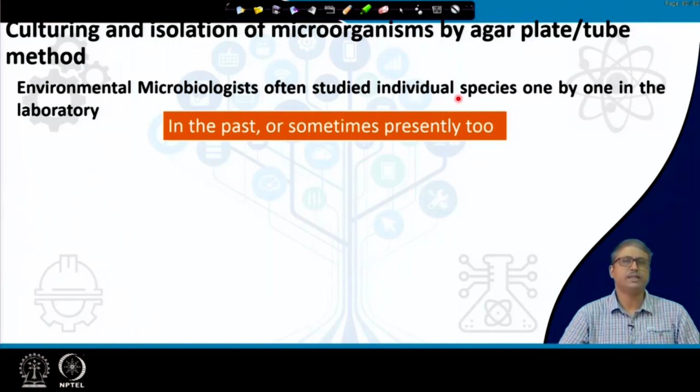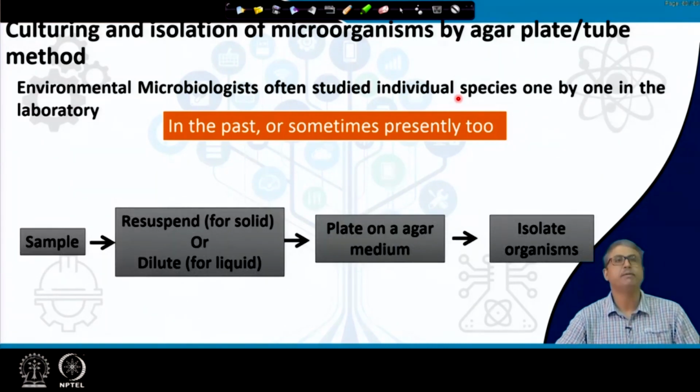That means, as I said earlier, that we can have hundreds of different isolates or 100 strains as pure culture, but each of these cultures will be tested and characterized individually. And that is true for the present also. It is not that these techniques were used only in the past; even today, in several cases, we isolate individual species and then characterize them.